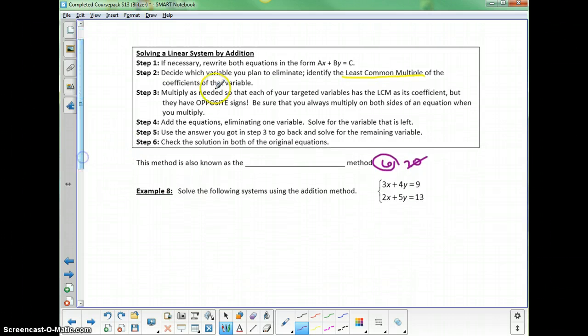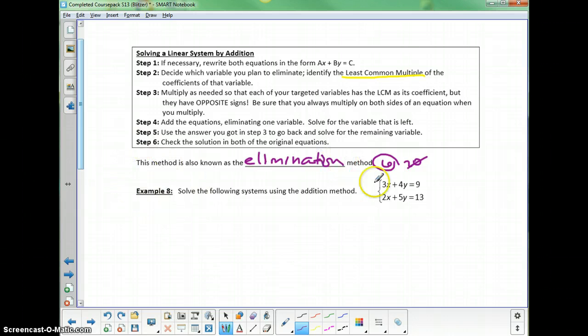Okay, so I'm going to multiply by the number I need in order to make them both 6's. Then I'm going to add the equations, which in turn eliminates a variable. That's why this method is also known as the elimination method. And then I'm going to solve the result.